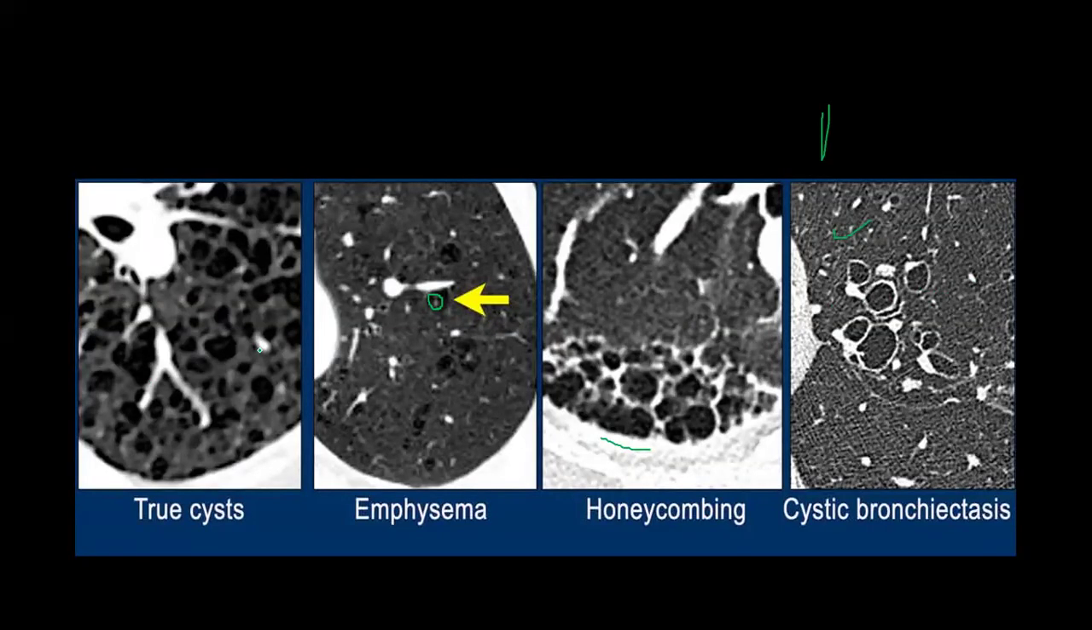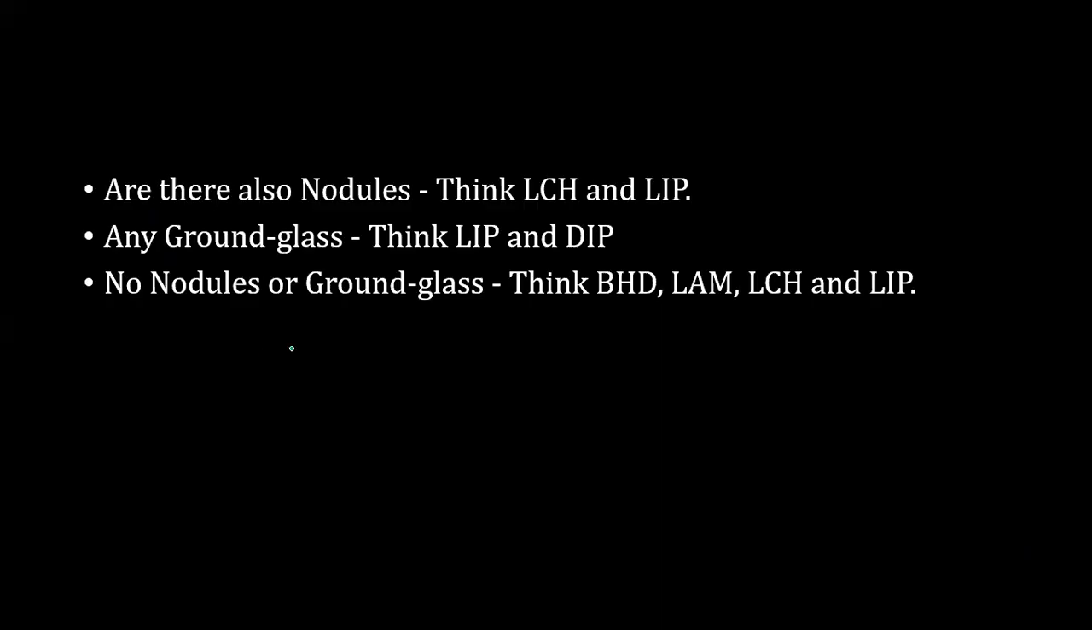However, cysts won't be intercommunicating with each other in the slices up and down. Now, next you have to look for some nodules, or you have to look for ground glass opacities. Those two etiologies are going to classify our disease into two patterns.